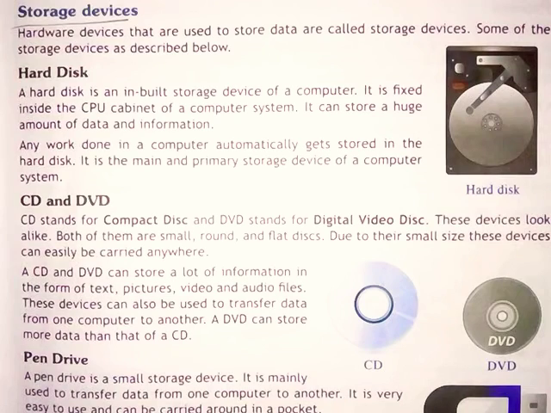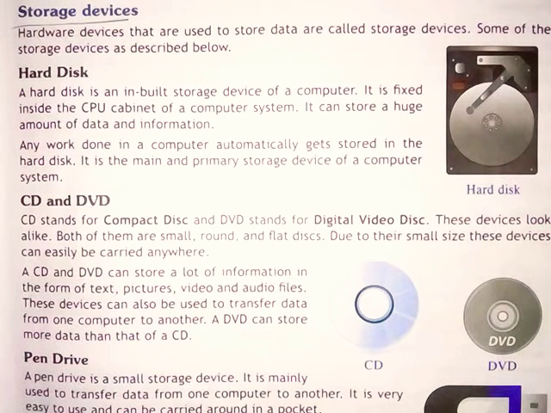Storage devices. Hardware devices that are used to store data are called storage devices. Some of the storage devices are described below. Hard disk. A hard disk is an inbuilt storage device of a computer. It is fixed inside the CPU cabinet of a computer system. It can store a huge amount of data and information. Any work done in a computer automatically gets stored in the hard disk. It is the main and primary storage device of a computer system.